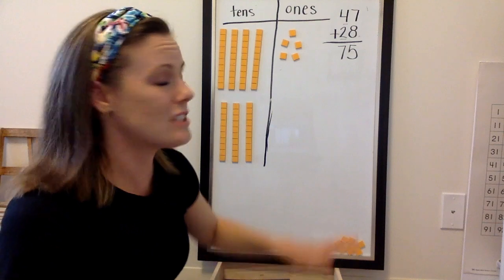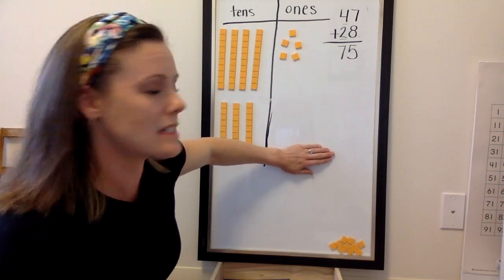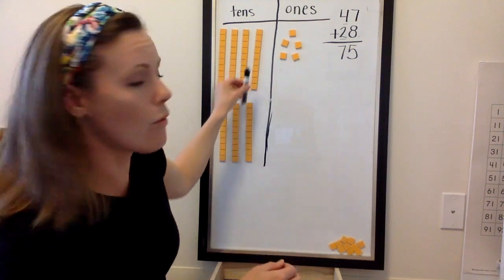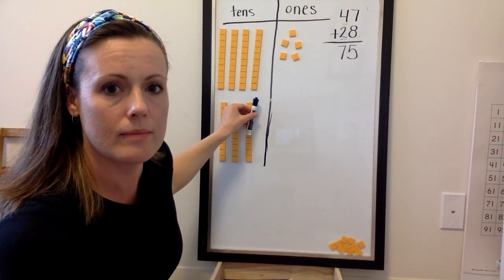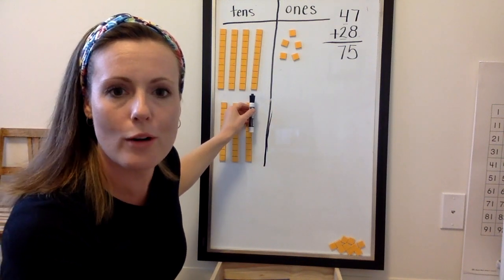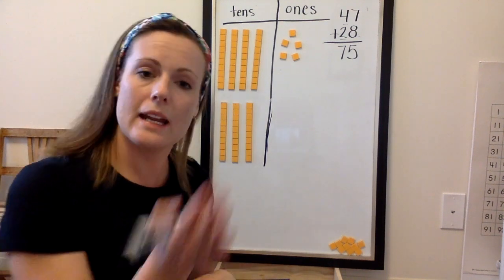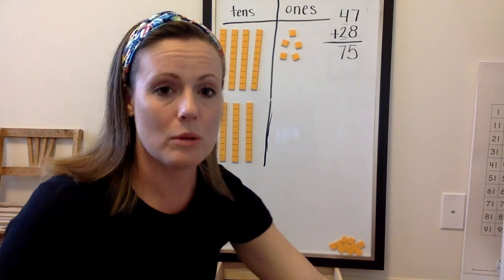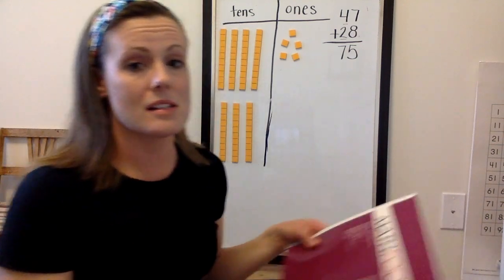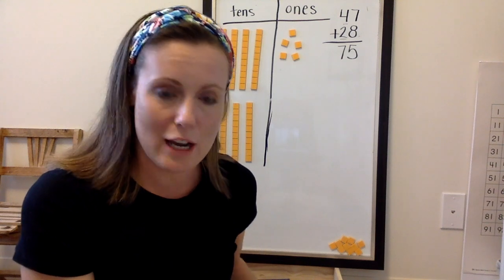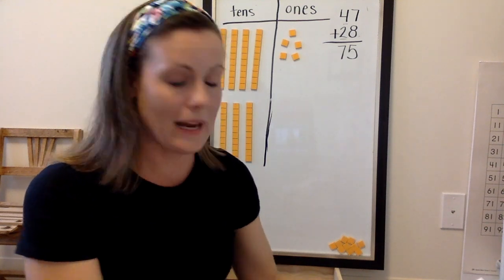So that's what you're actually doing. You're taking those ones that equal more than 10, and you're regrouping them into a 10, putting it over to that tens column, and carrying that number over. Okay, so if you need to pause that and replay it again to show you how that actually works, go ahead and do that. Your next step is to do page 82.